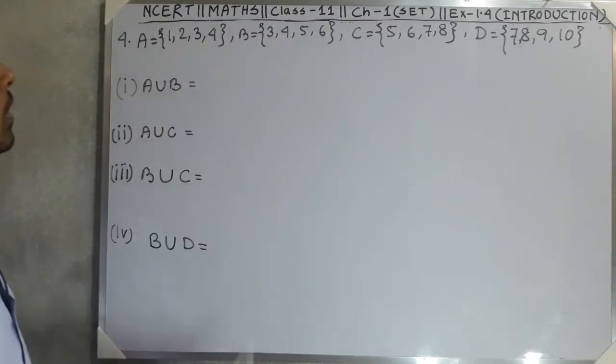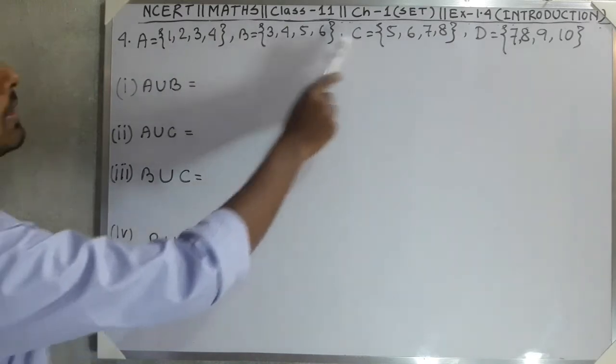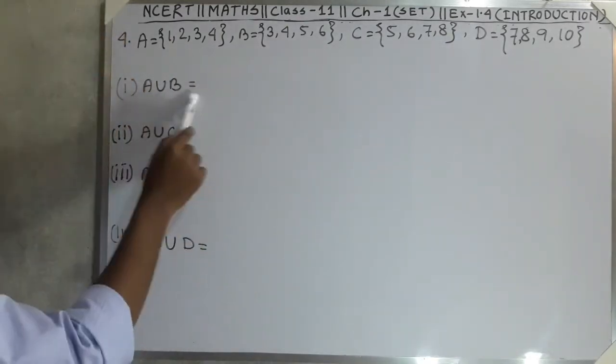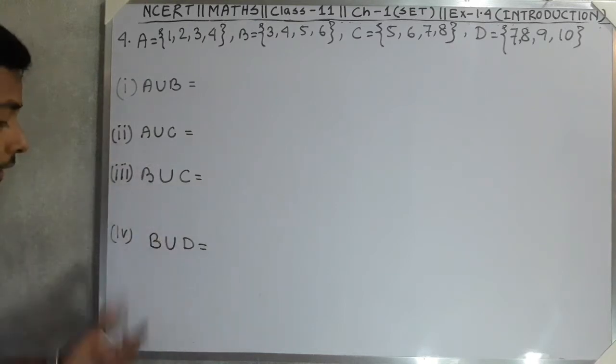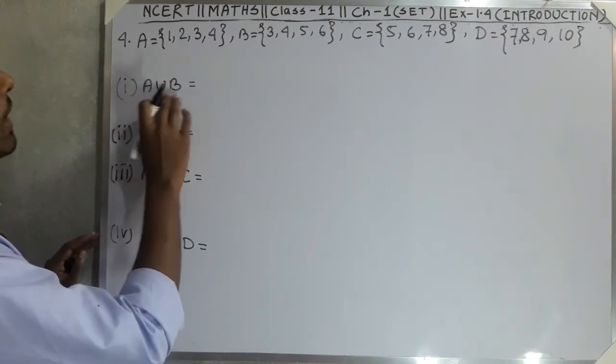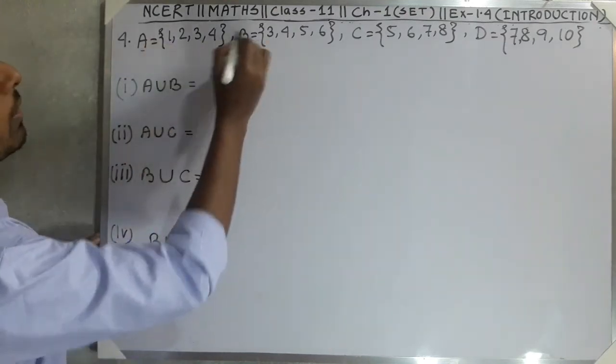Now question number 4, we are given 4 sets A, B, C, D, and we have to find out these values. I am taking up till question number 4 here. So first question is what? A union B.